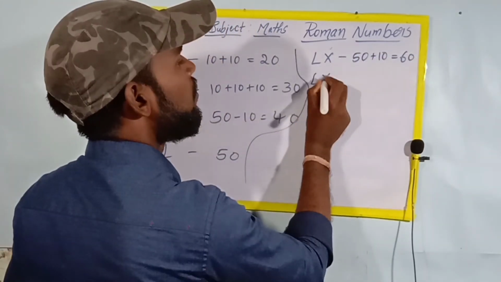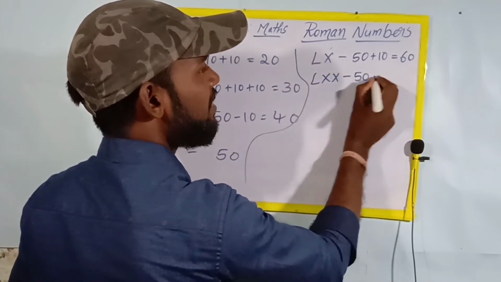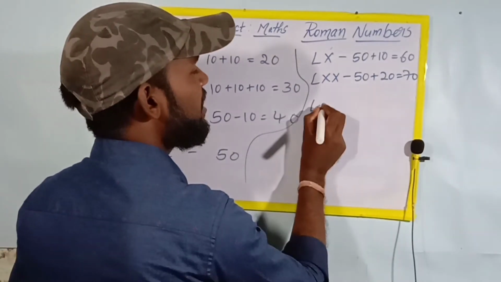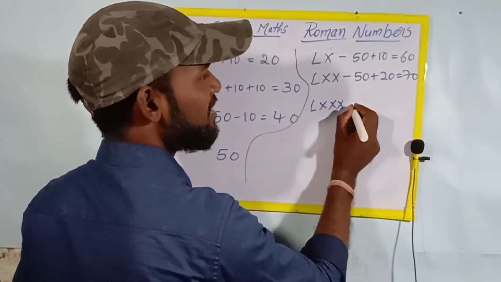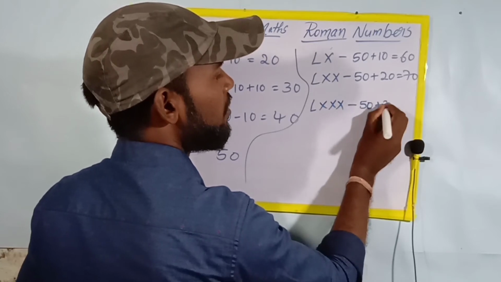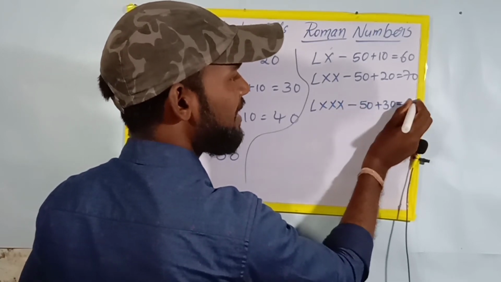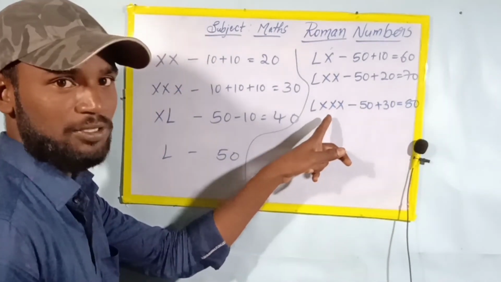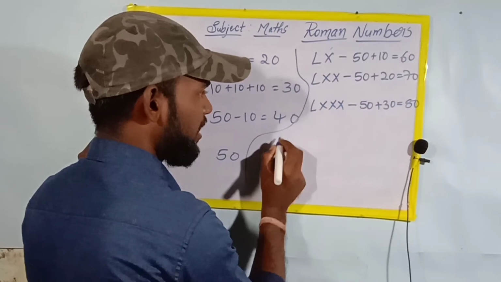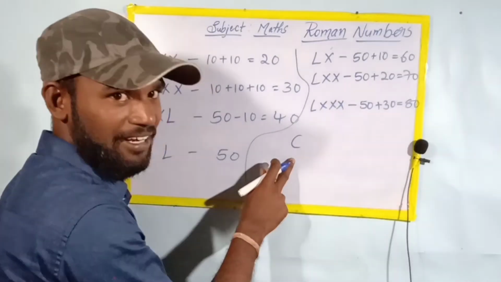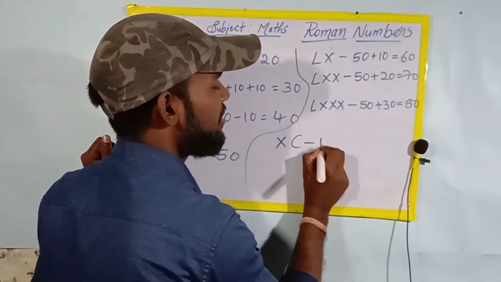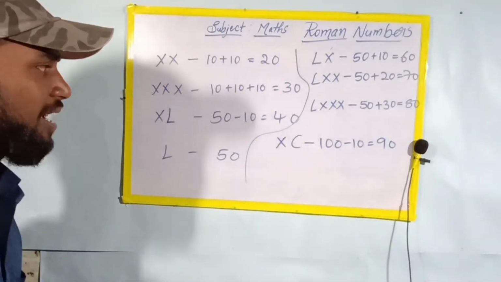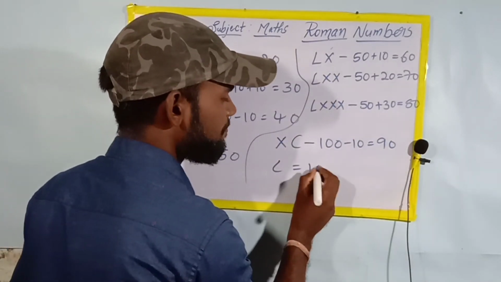Now 50 plus 20, that is 70. 50 plus 30, XXX is 30. 50 plus 30, that means 80. Now 90. We don't repeat it 4 times. Only 3 times is accepted. Now 90. C means 100. 100 minus 10, 90. Now C is equal to 100.